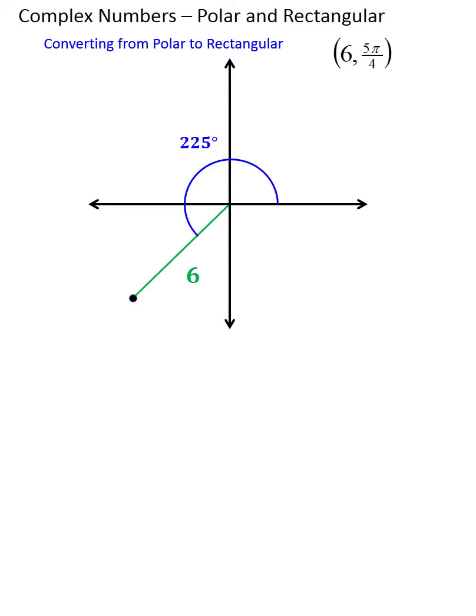But again, to convert to rectangular form, which is what we're being asked to do, I need to know the x and y coordinates of that point, because that's essentially what rectangular form is. So I've got to find x and y. Well, one way to find x and y is to realize that you have here in this purple triangle a 45, 45, 90 right triangle. First of all, this angle is 45 because it's 225 minus 180. And if that angle is 45, so is the other acute angle. And therefore we have a 45, 45, 90 triangle.